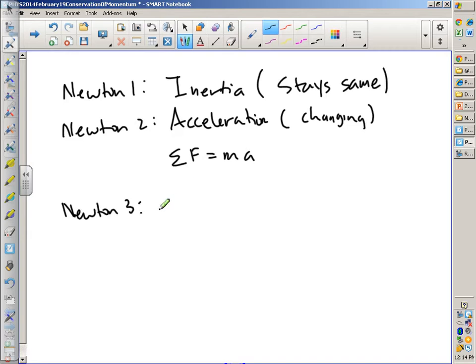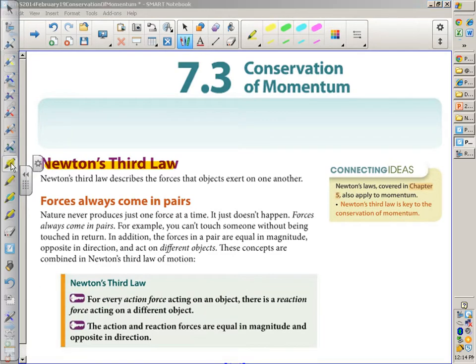All right, Newton's third law. Every action has an opposite and equal reaction. Newton's third law gets summarized with the phrase action-reaction. As it says on the front page of your packet, forces always come in pairs. And key points: for every action, there is a reaction acting on a different object. The action-reaction forces are equal in magnitude, but opposite in direction.